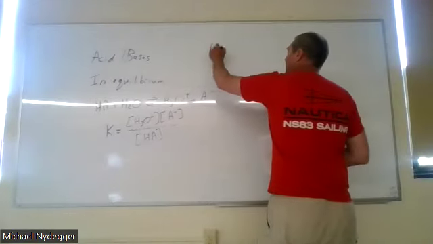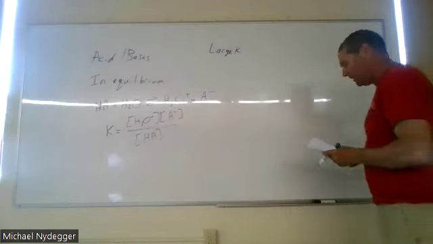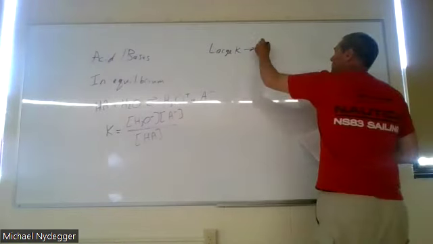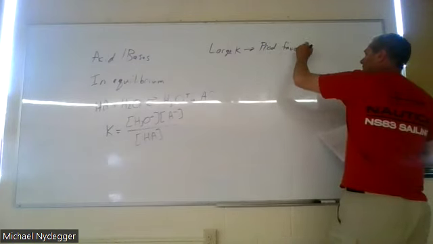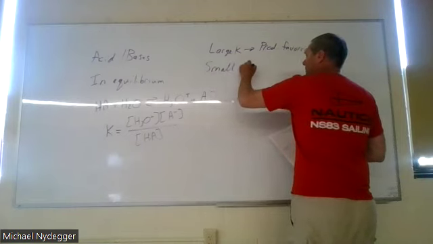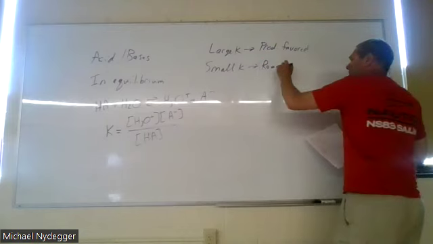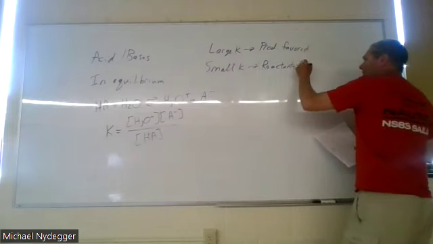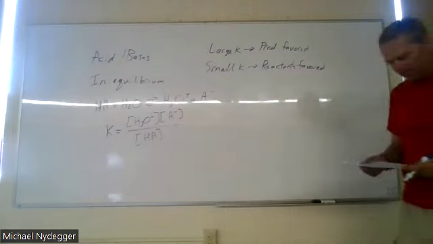If we happen to have a large K, then that means that the products are favored. If we have a small K, that means that the reactants are favored. Okay?